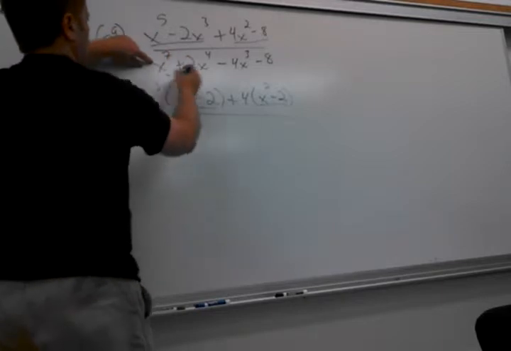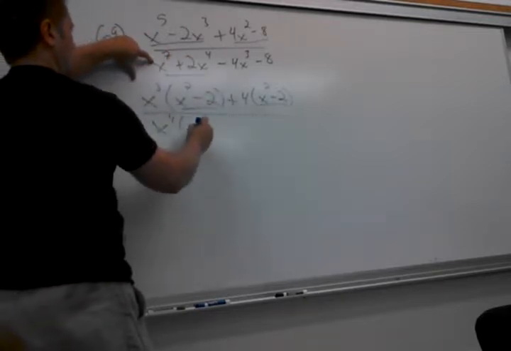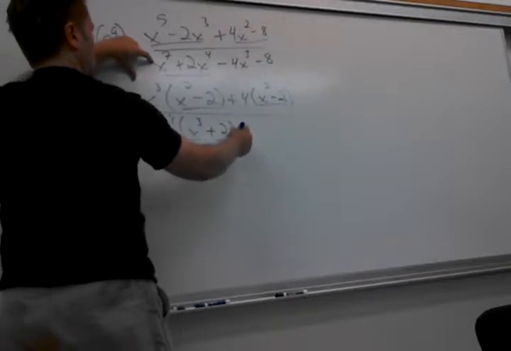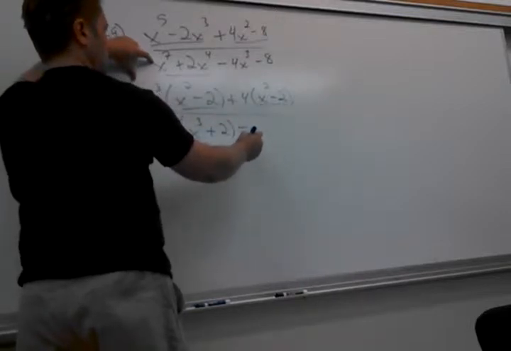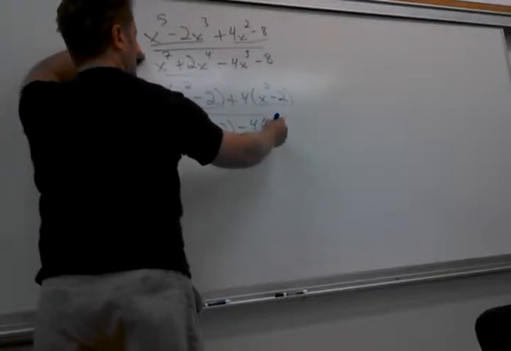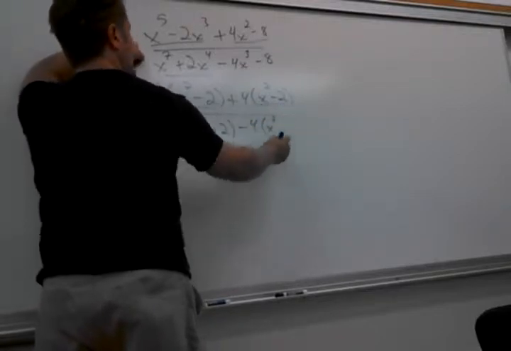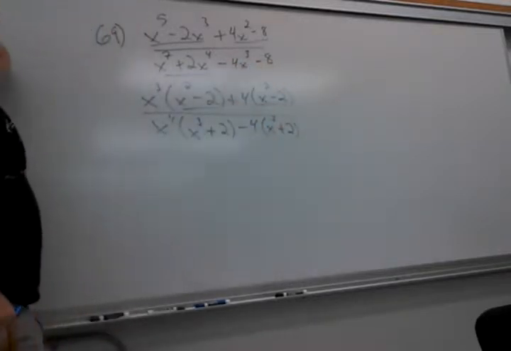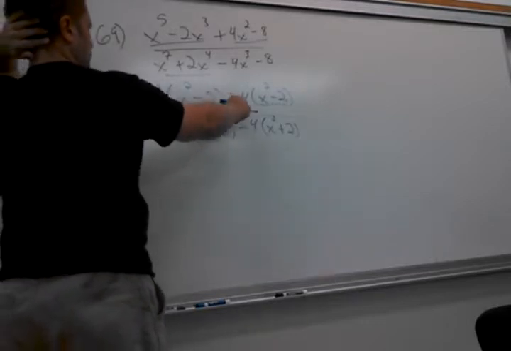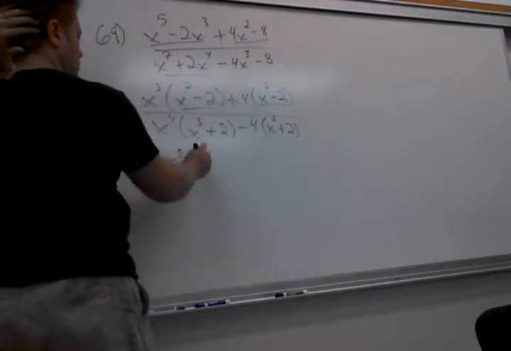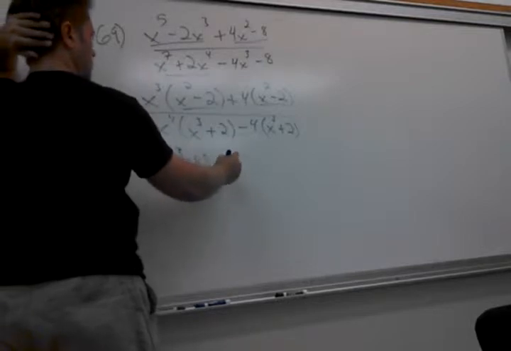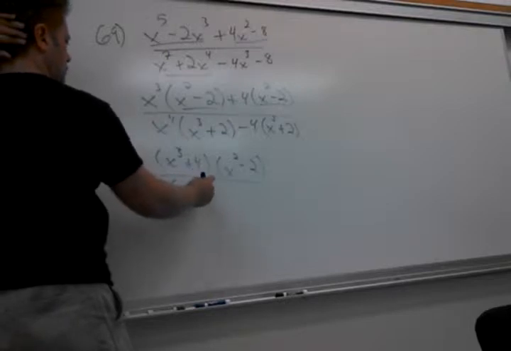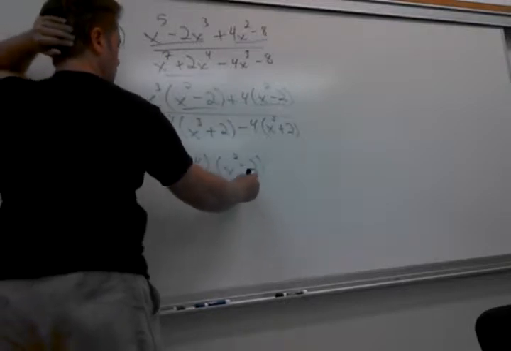On the bottom, what comes out of here? X cubed, minus 2 plus 2. Plus 2. Good. You can take a negative out so both sides should change. All right, so up here you get x cubed plus 4. X squared minus 2. X squared minus 4. X cubed plus 2.